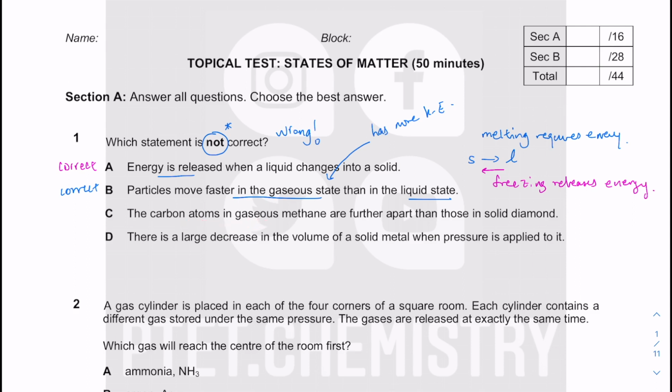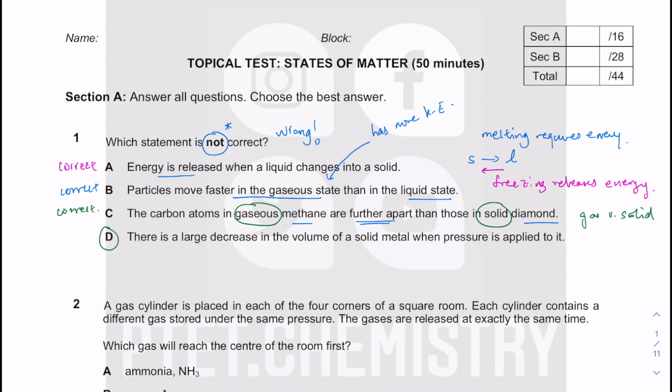Carbon atoms in gaseous methane are further apart, all right? So it doesn't matter whether it is methane or diamond, but you can think of them as being gaseous. So the key term here really is gaseous versus solid. So gas versus solid, doesn't matter what the materials are. Essentially, when you have gas, the particles, the molecules would be further apart compared to when they are solid. So this is again a correct statement, meaning to say if A, B, C are correct statements, D must be the incorrect statement. Let's go through it and convince ourselves.